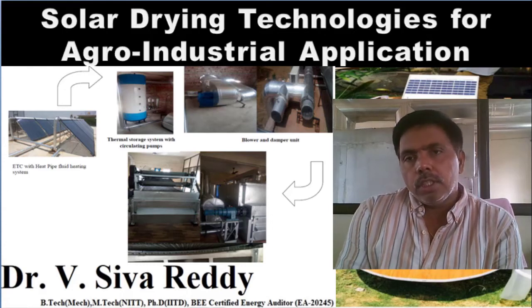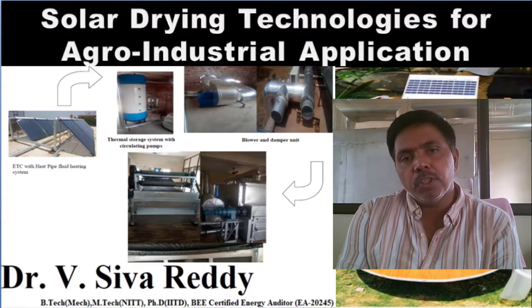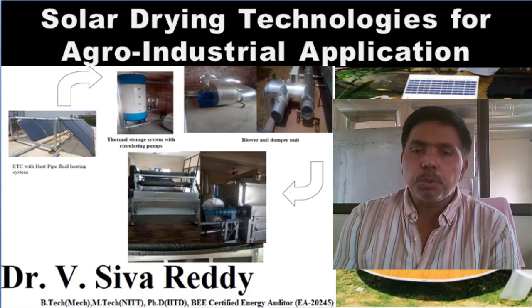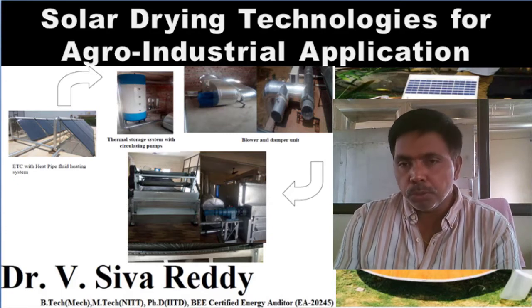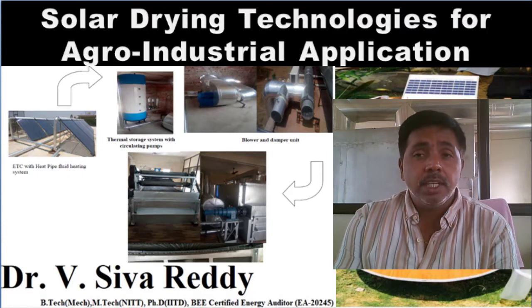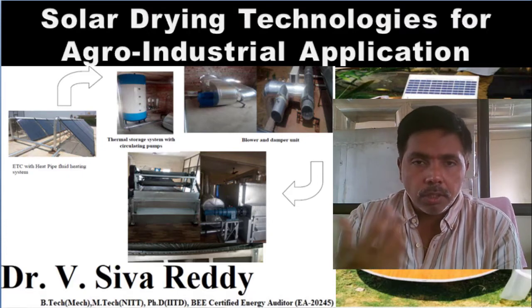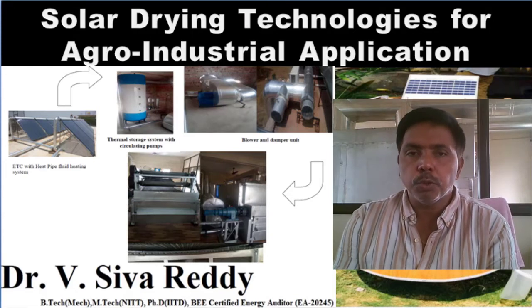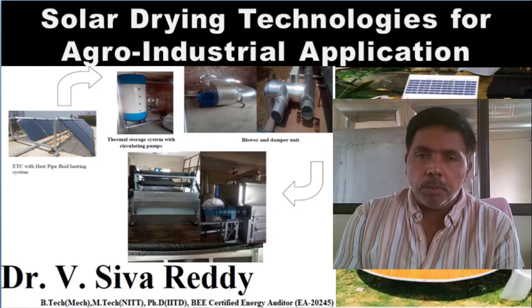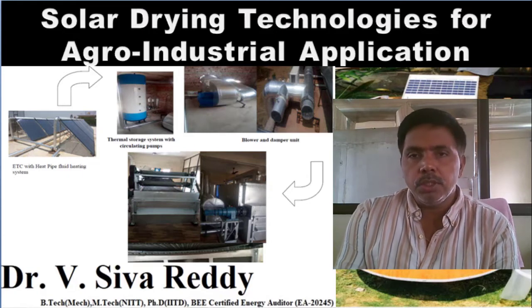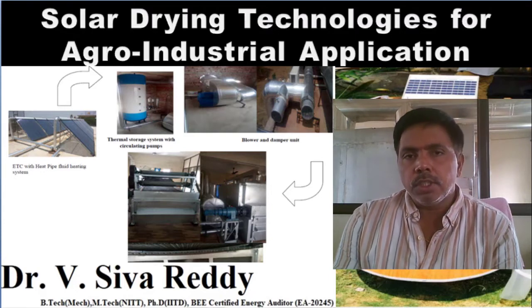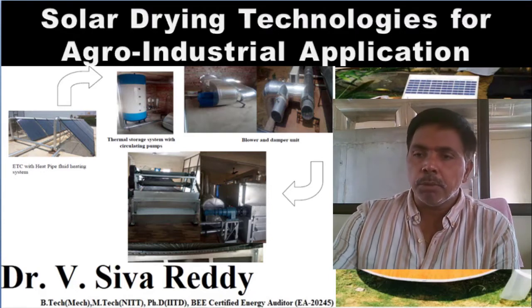Okay, good morning. Today we will discuss solar drying technologies for agro-industrial application. For safe storage of fruits and vegetables or medicinal plants, because they are valuable products, we want to store them without damage. One of the best options is drying, though some other storage methods also exist. Today we will discuss solar drying options thoroughly.